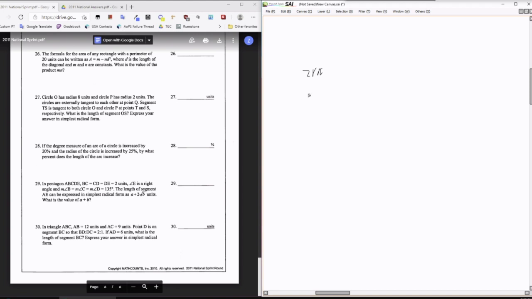And if the degree measure of an arc, if we think about it, the length of an arc, if we put the degree measure in radians, and that shouldn't be a problem because radians and degrees are also directly proportional. If we put it in radians, the length of an arc is just the radians times the radius, right?